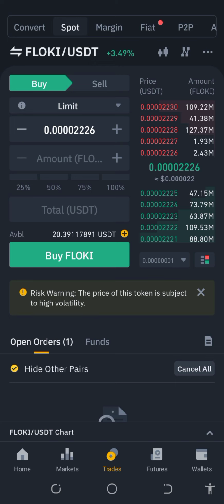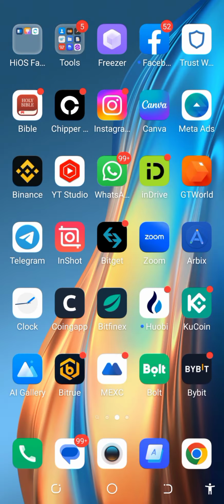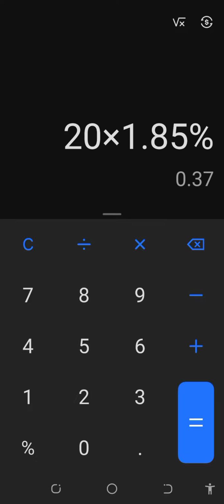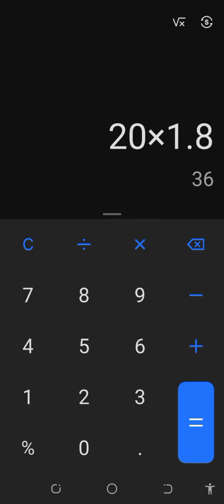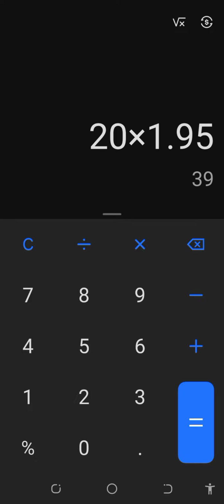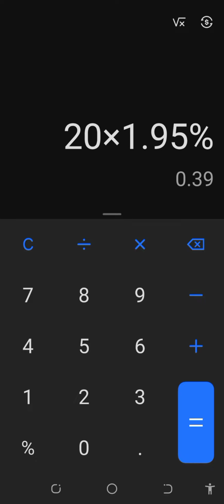So let's go to our calculator and see what we have. We started out with 20. So 20 times 1.85%. Oh, did I say 1.85? 1.95. Yeah, 1.95. Almost 2%. That's a good one. That is a good one.